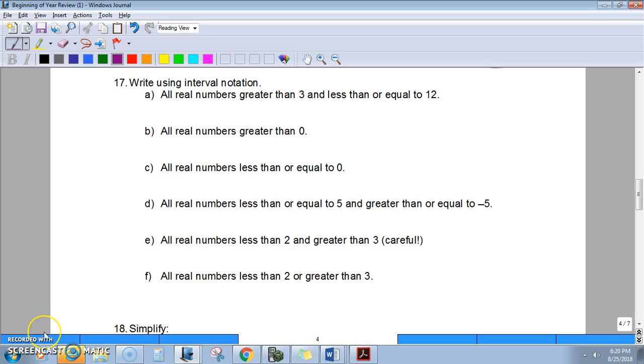All right, you guys, interval notation. A couple of you told me I didn't really go over this last year. I believe you. I think I maybe said it once or twice. I don't know about Mr.